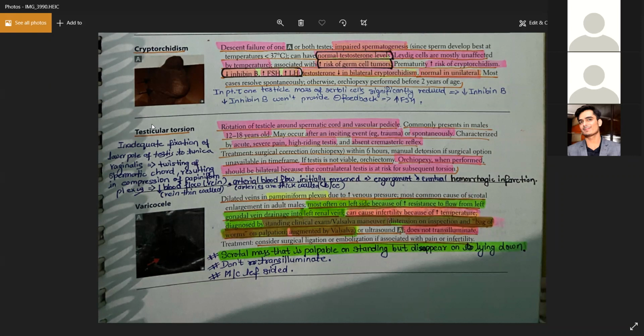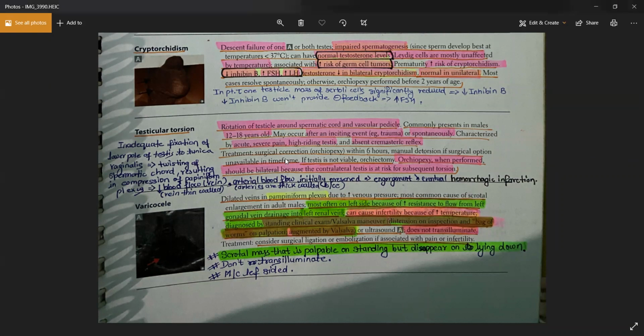Now, the treatment will be surgical. You will perform the orchiopexy, and you will also perform the contralateral orchiopexy because there is a high risk that the contralateral testis can become torsed. So a high risk is there, and in order to prevent that, both the testis must be fixed because of an increased risk of torsion in both the testis.